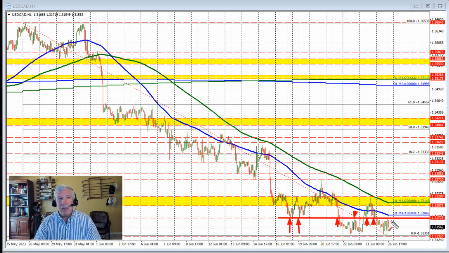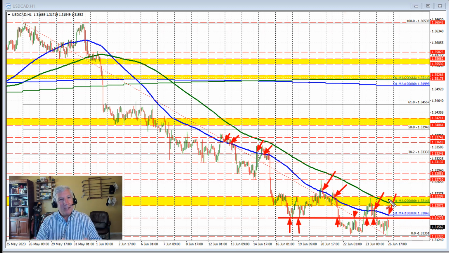If we're able to get above that level, we have another hurdle to get through, and that is the 100-hour moving average. Now, the 100-hour moving average has not been a harbinger for increased momentum, at least for a sustained period. I'm outlining all the times over the last few weeks where the price has moved above the 100-hour moving average and then fell back below that moving average.